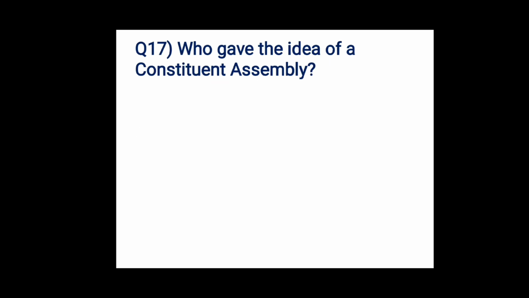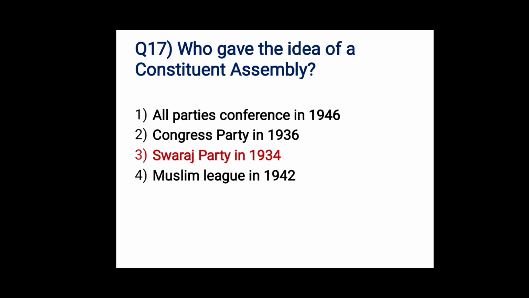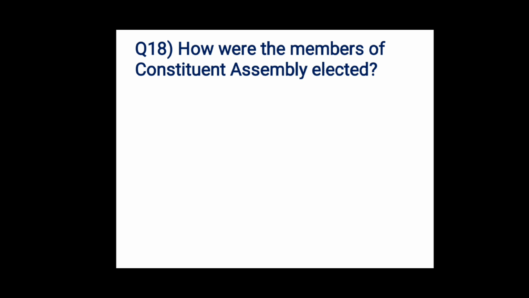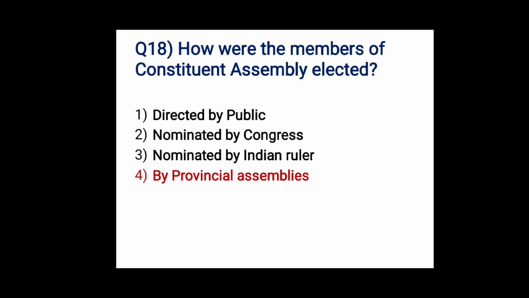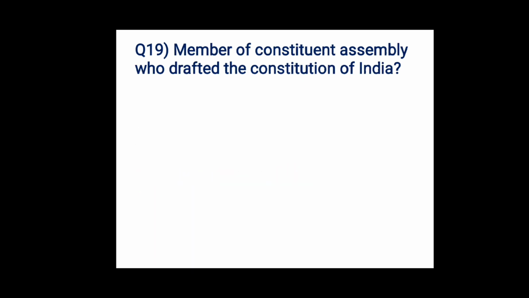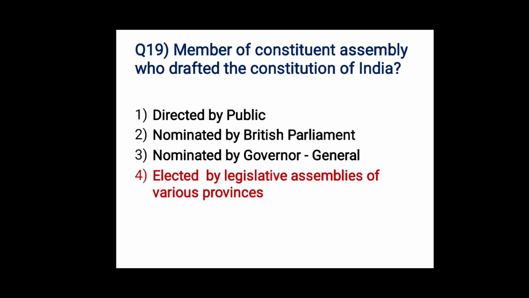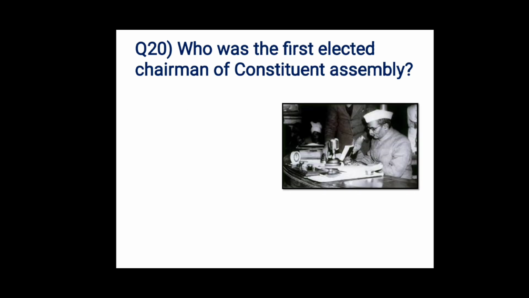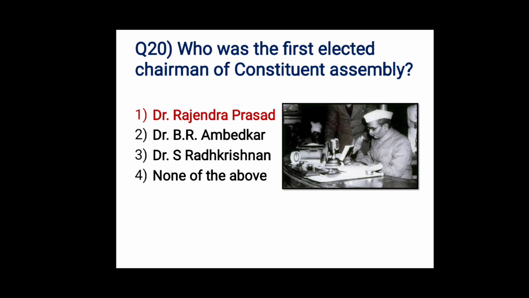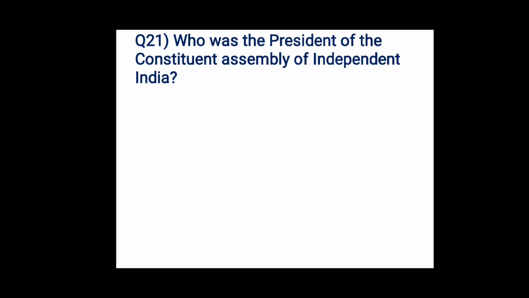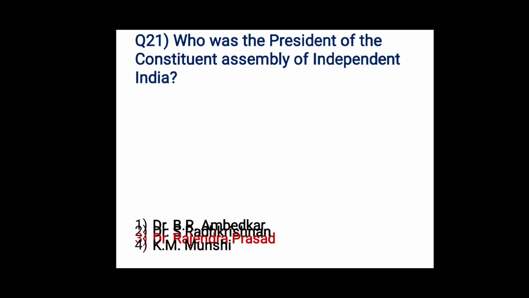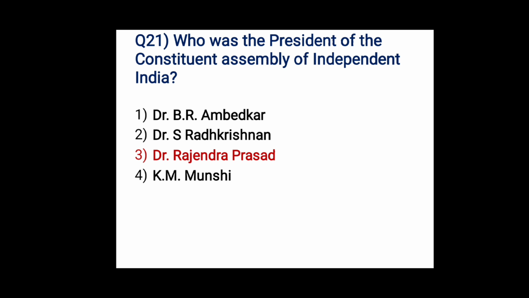Who gave the idea of a Constituent Assembly? It is M.N. Roy, and the Swaraj Party 1934. How are the members of the Constituent Assembly who drafted the Constitution of India elected? Option number 4, elected by the legislative assemblies of various provinces. Who was the first chairman of the Constituent Assembly? It is Dr. Rajendra Prasad. Who was the president of the Constituent Assembly of independent India? It is Dr. Rajendra Prasad.